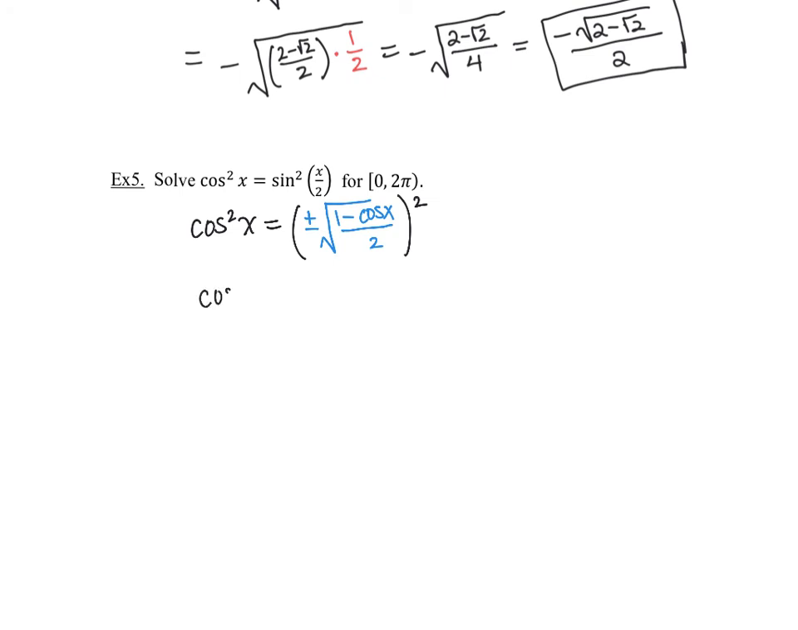Okay, let's work with this. Now I have a plus minus. If I do positive squared, I get positive. If I do negative squared, I still get positive. So the sign actually doesn't matter because I'm squaring it. The squared will cancel out the radical, and I'll get 1 minus cosine x over 2. This is now solvable. I'm going to times the 2 to the other side.